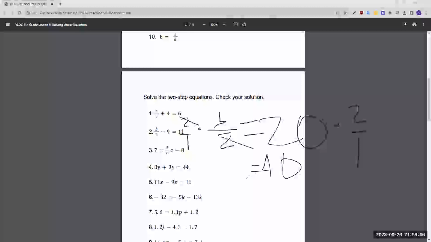Now let's check our solution. 40 divided by 2 minus 9. 40 divided by 2 is 20 minus 9, and that equals 11, which we were given.